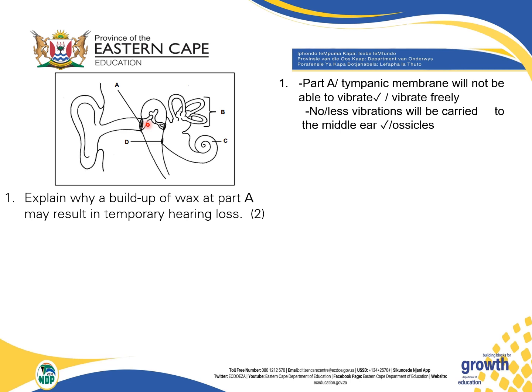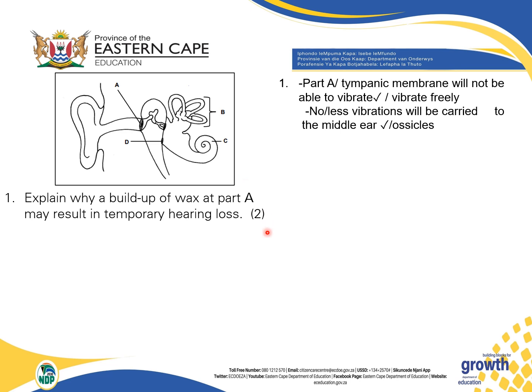So the answer in this case is: part A, the tympanic membrane, will not be able to vibrate freely. No or fewer vibrations will be passed into the middle ear or to the ossicles. So in other words, vibrations that are caused by the sound waves hitting the tympanic membrane will not be passed into the middle ear, and that will result in hearing loss. Now remember that this hearing loss will be temporary because once we remove the wax, the tympanic membrane will again vibrate freely.